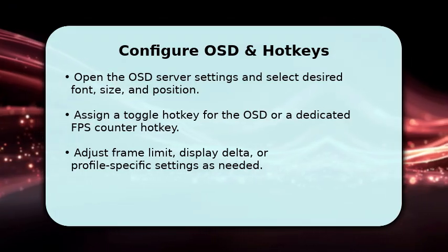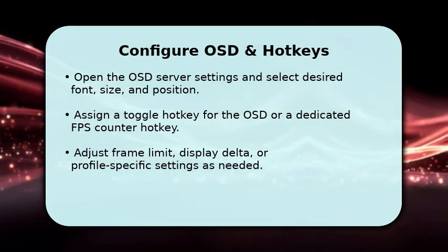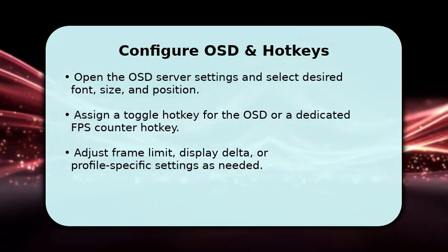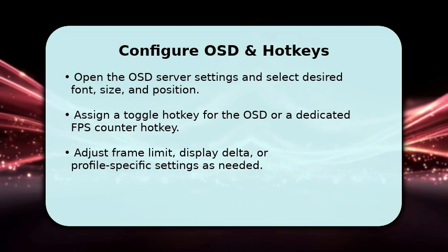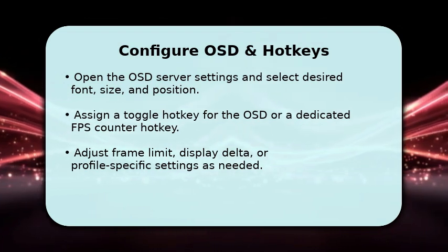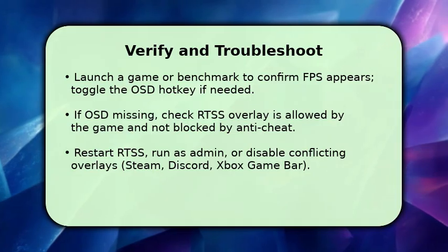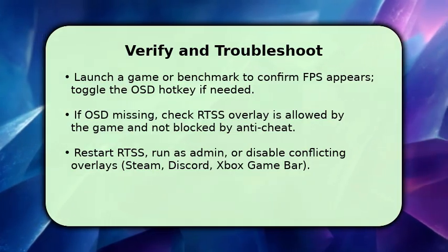If you want per-game behavior, open the app profile and customize its settings like frame limit or display delta. Make sure the overlay refresh rate matches your monitor to avoid jitter. Finish by launching the target game and verifying the FPS number appears where you placed it. Press the OSD toggle if you can't see anything.